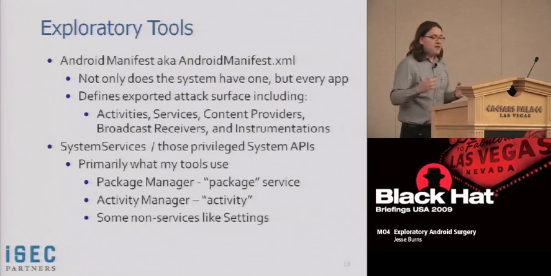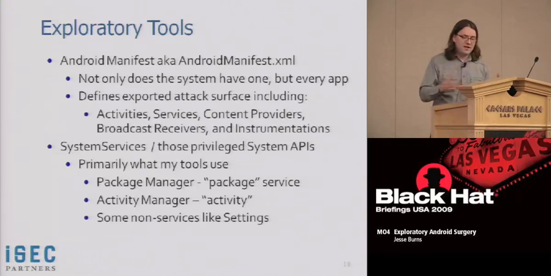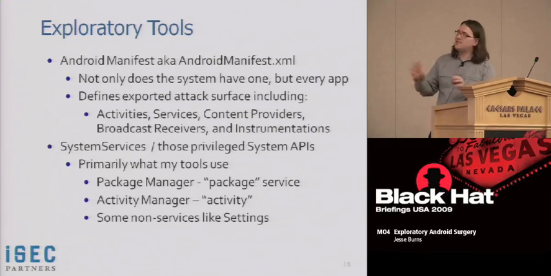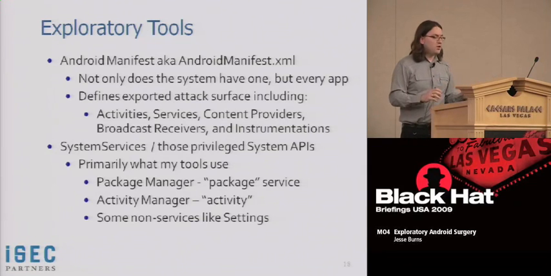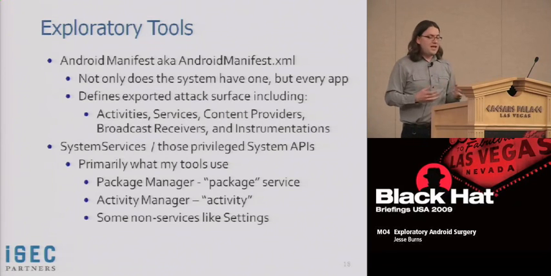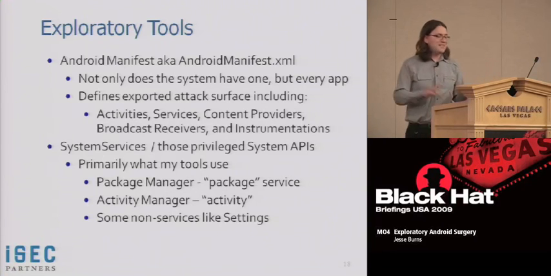The Android system has a single AndroidManifest.xml for the whole platform. It defines the system's permissions and some of its features. Every application also has its own AndroidManifest.xml, and every APK's manifest defines some of the key security policies for its code. So for example, which parts of it are exported attack surface?